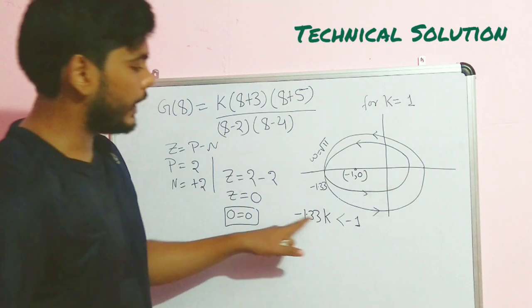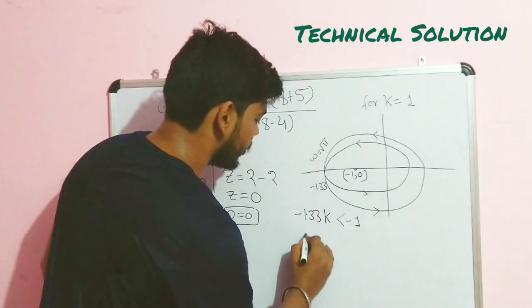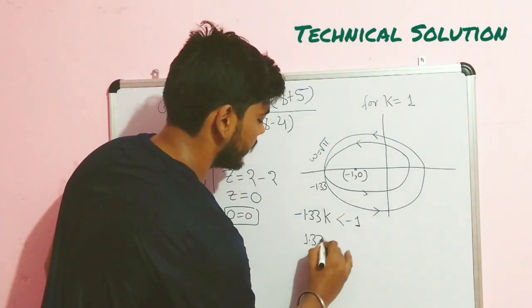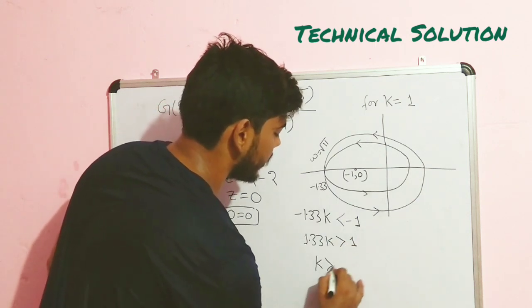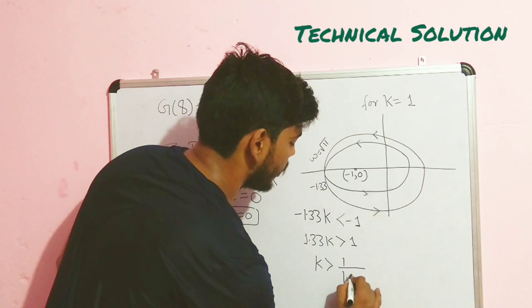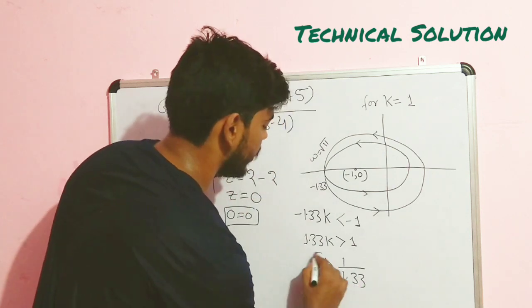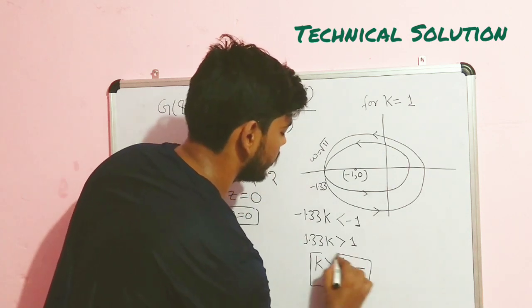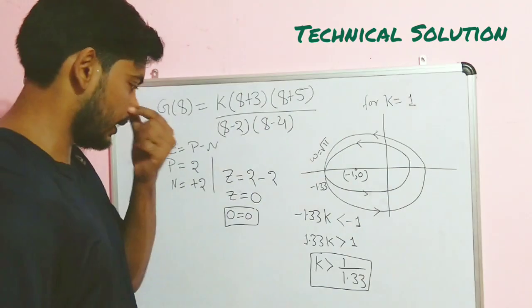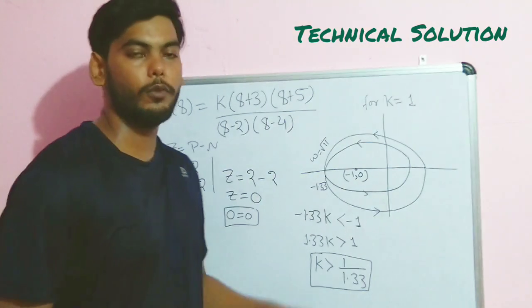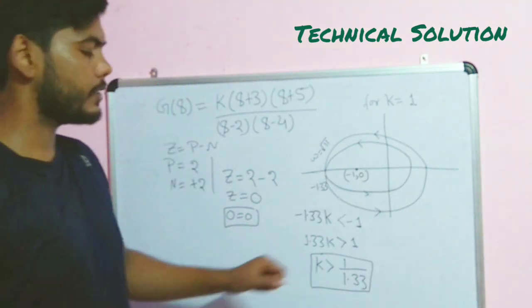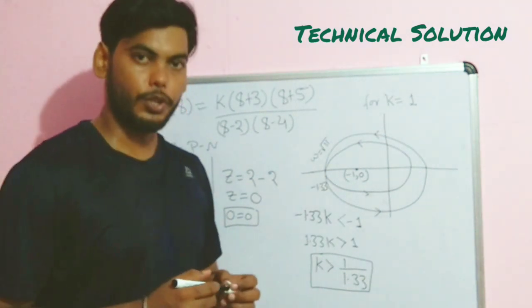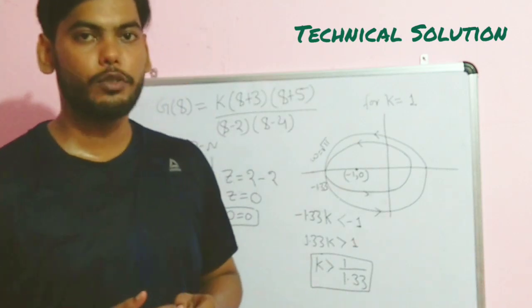When we neglect the negative sign, then the inequality is reversed. So 1.33 K is greater than 1. So K is greater than 1 upon 1.33. So the range of K for which the system is stable is K greater than 1 upon 1.33. So this is the answer of the question. Let's move to the next question.